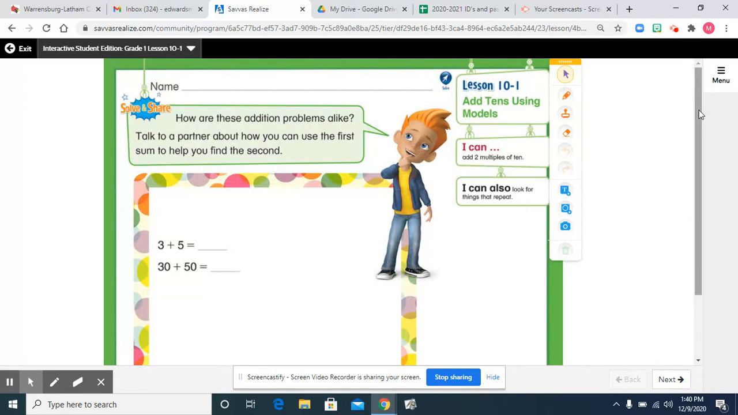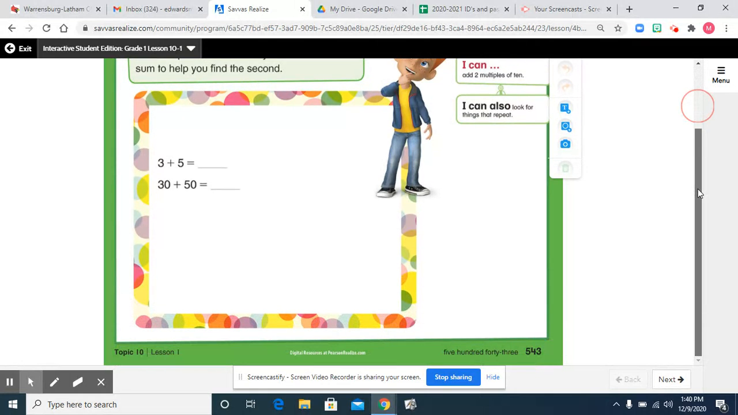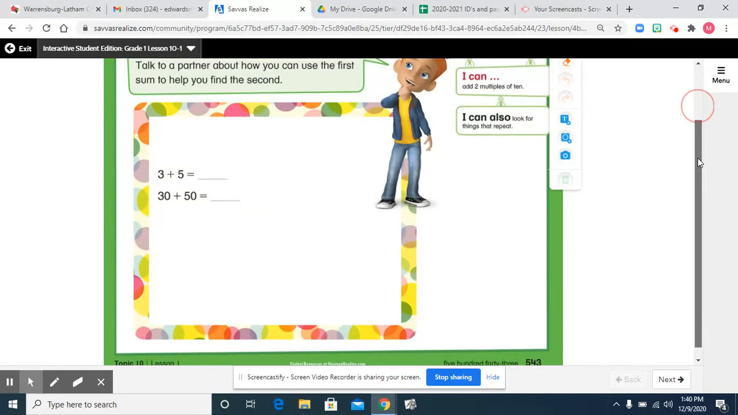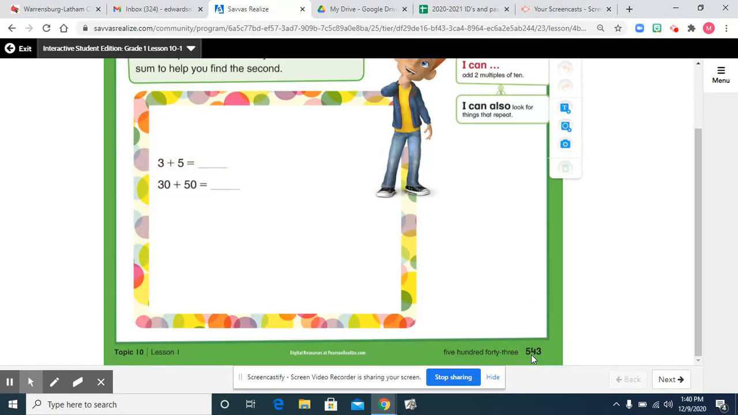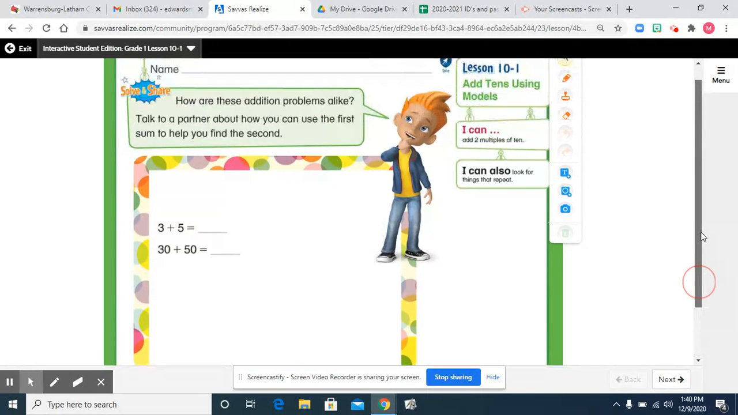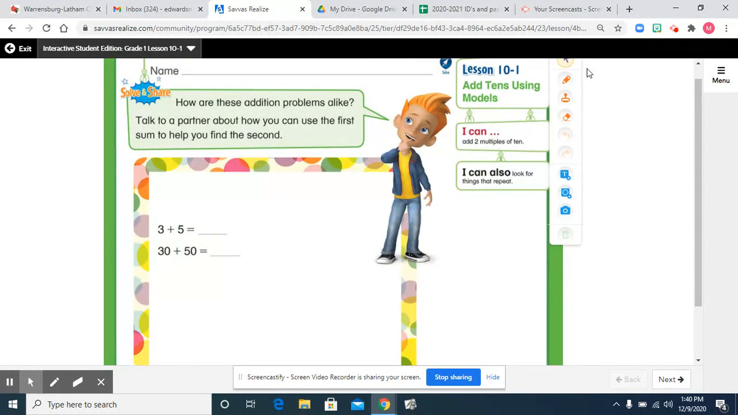Okay, you need to get in your math workbook volume 2 this time, not volume 1, volume 2, and you need to be on page 543. Now when you're on page 543, we'll read the directions and figure out what we have to do. The directions say, how are these addition problems alike? Talk to a partner about how you can use the first sum to help you find the second.